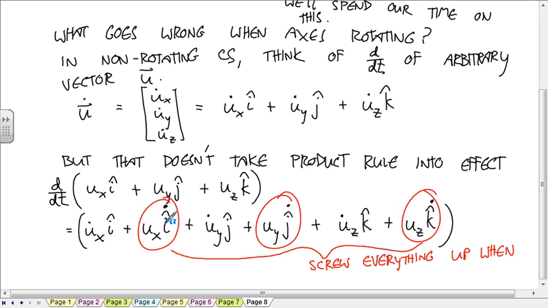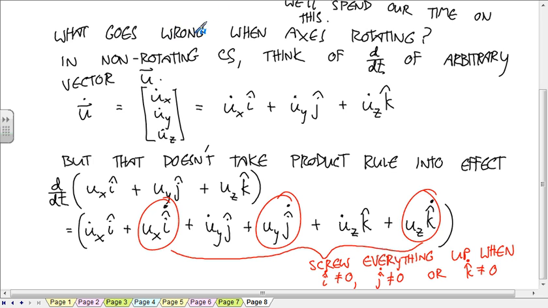Notice that if the coordinate axes aren't changing directions, there's no time derivative of i, j, or k, right? But if these are rotating, then these are changing. So when i dot isn't equal to 0, or j dot isn't equal to 0, or k dot isn't equal to 0, those aren't just constant vectors. They change in time, and so they have time derivatives. And so everything gets complicated then.